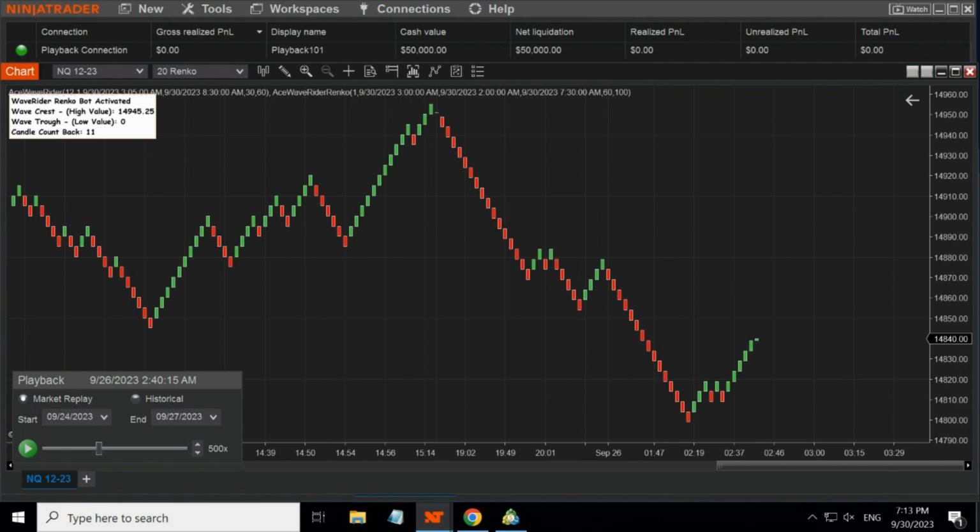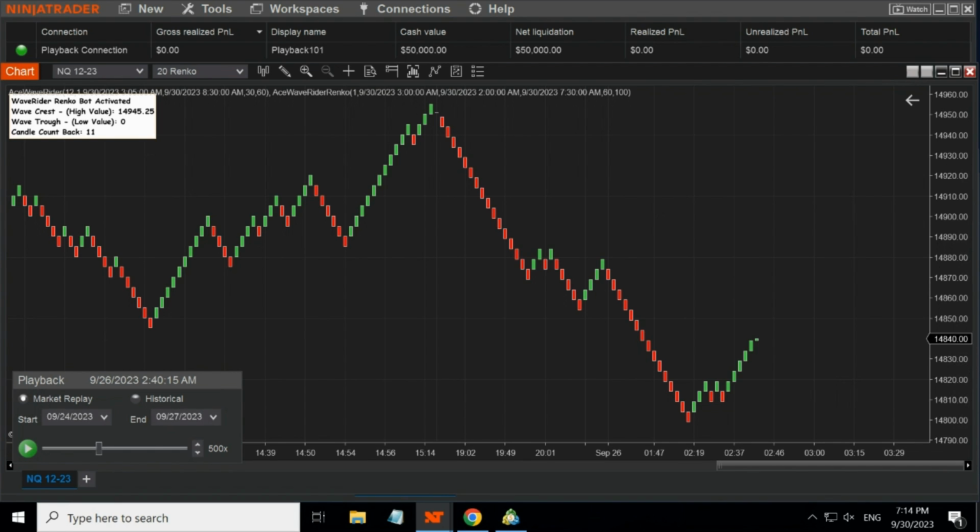Today I'm going to talk to you a bit about one of our bots, the WaveRider. The WaveRider is a bit different to the WaveBreaker in that it won't catch the initial push out of the wave. It'll wait for some consolidation outside of a wave and then enter a trade.